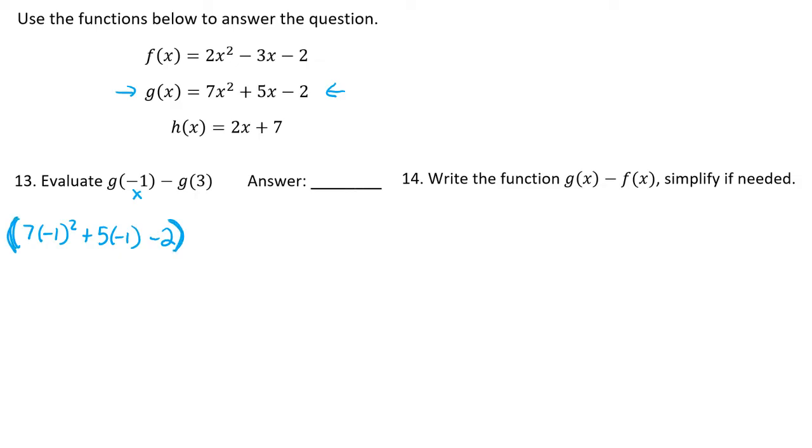All right. And then we have subtraction. Then we're also using the g function again, but we're going to plug in a 3 this time into the x. So we're going to have 7 times 3 squared plus 5 times 3 minus 2. And now we're going to do the math. So we're going to do what's inside our parentheses first.